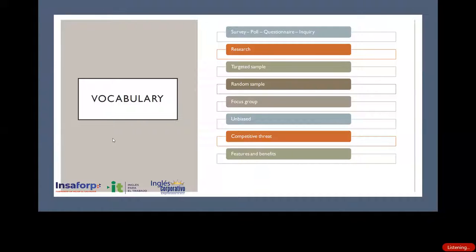Ok. So this is the vocabulary. A ver, ¿quién lee la primera? Who wants to read the first one? Survey? Okay. Go ahead, no problem. Continue. Survey, poll, questionnaire, inquiry. Very good. Questionnaire, survey, poll, inquiry. What do you think these words refer to? A list of questions. Okay. A form, right? A form with questions. Okay.